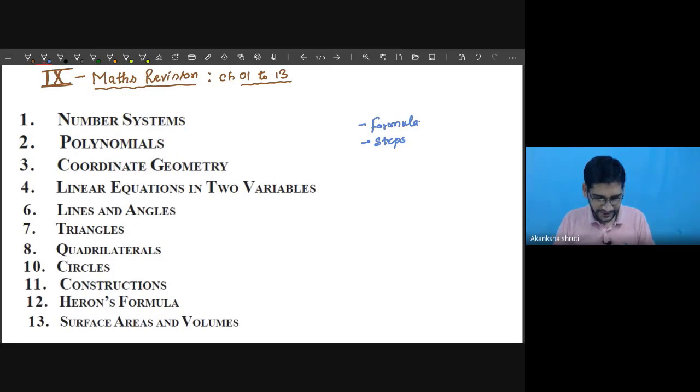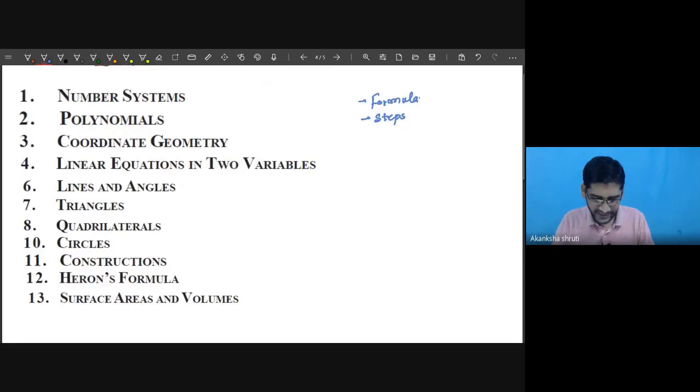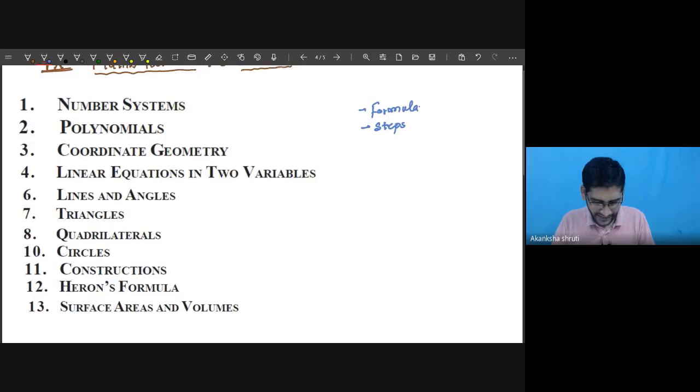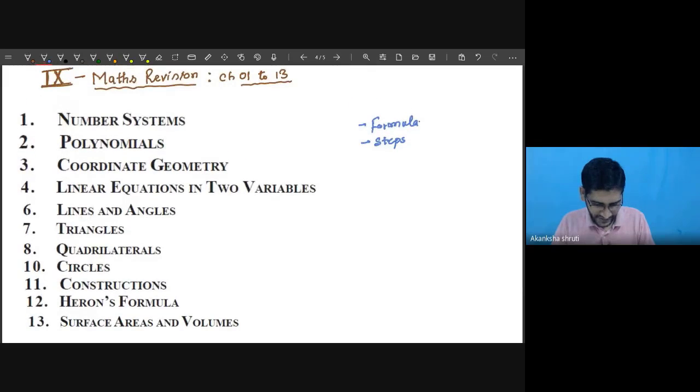We will cover the chapter number system, second chapter polynomials, third chapter coordinate geometry, fourth chapter linear equations in two variables, then sixth chapter lines and angles, the seventh chapter triangles, eighth chapter quadrilaterals, then 10th chapter circles, then 11th constructions, 12th Heron's formula, and 13th is surface area and volume.